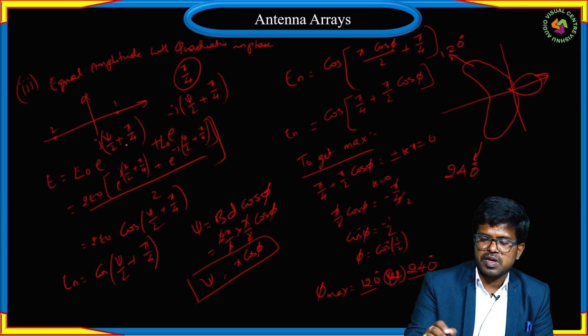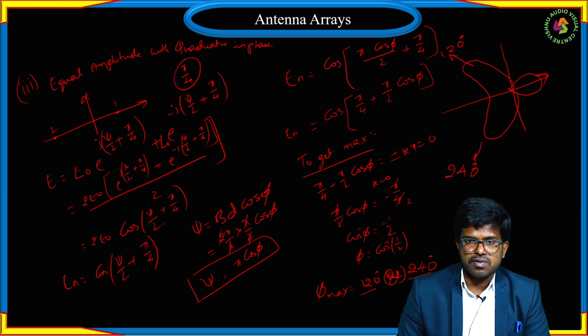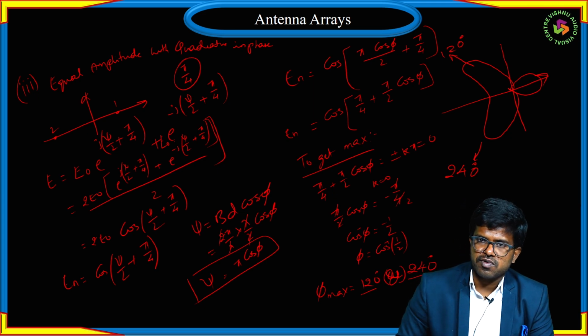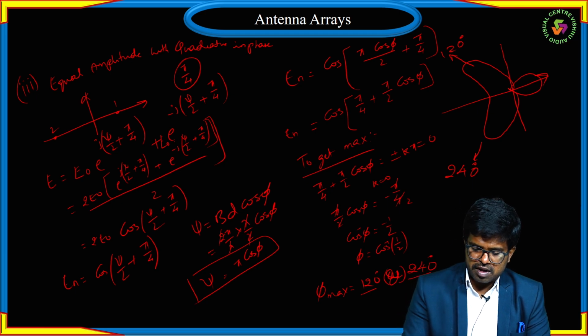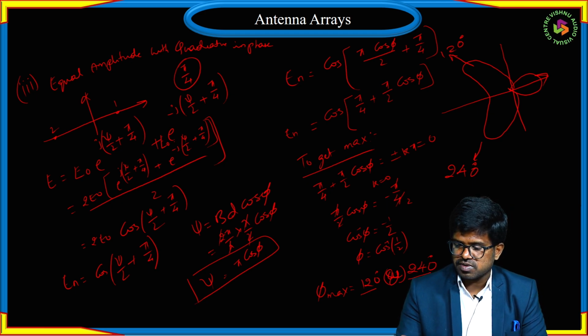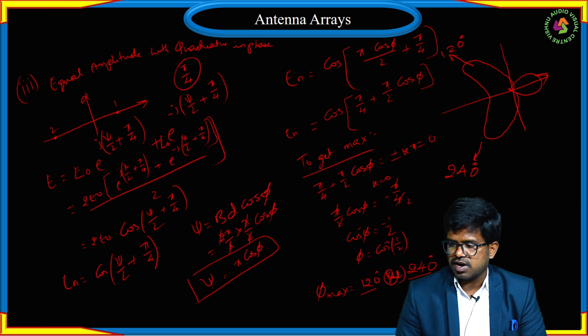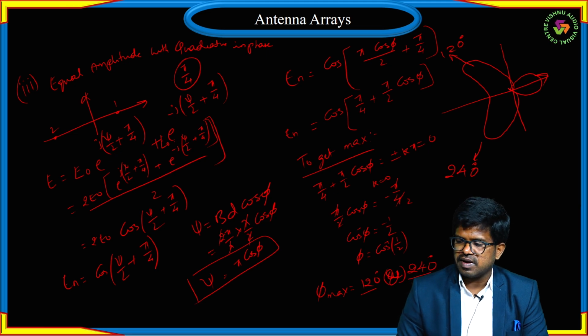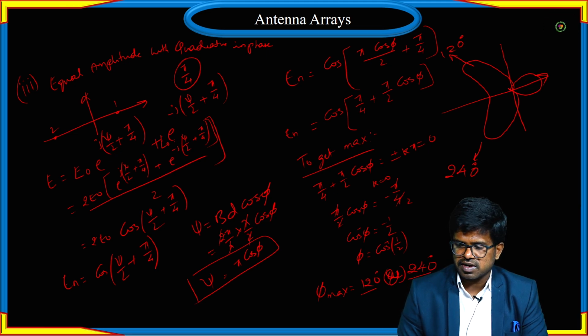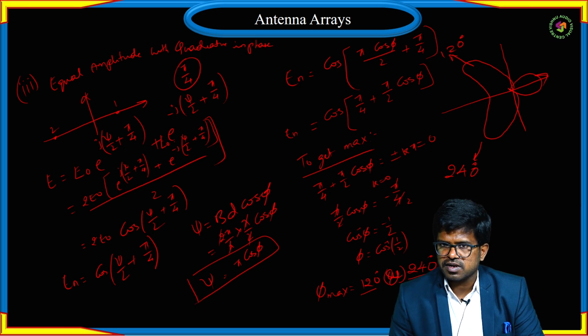Here we have taken plus pi by 4 due to the first and minus pi by 4 due to the second isotropic antenna. Then we have taken the normalized field component, then substituted the condition for maximum. And in minima, if you substitute, you will get 60 degrees and minus 60 degrees. Minus 60 degrees means around 300 degrees. So this is the pattern for equal amplitude and quadrature in phase.